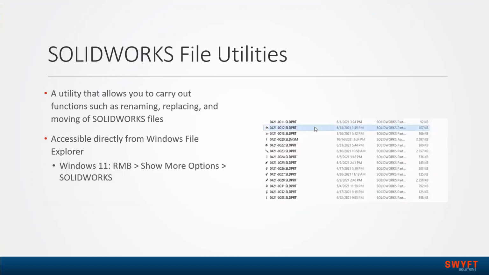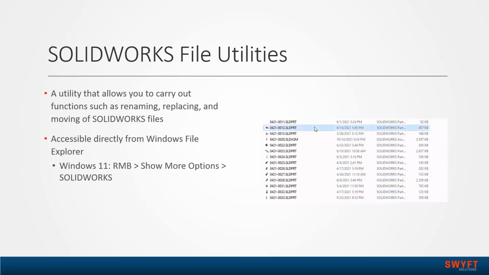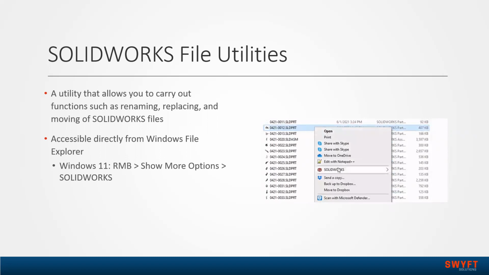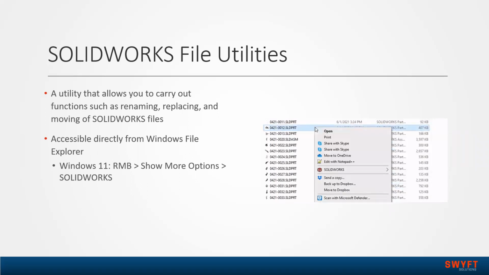So SolidWorks File Utilities is installed with SolidWorks. It's available on the right-click menu of Windows File Explorer. So as you go into a part and you want to say rename it without breaking a reference, you can right-click, hover over SolidWorks, and select the rename command. There's a number of other commands there. Windows 11, you may have to go to show more options and then over. But this will be a lifesaver when it comes to maintaining your references and keeping everything intact.